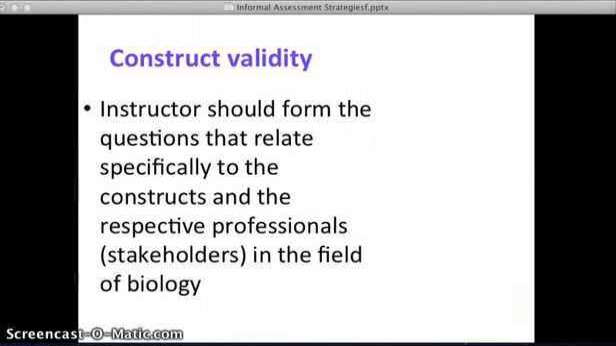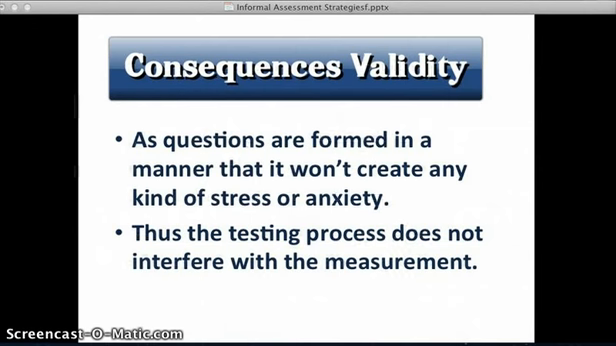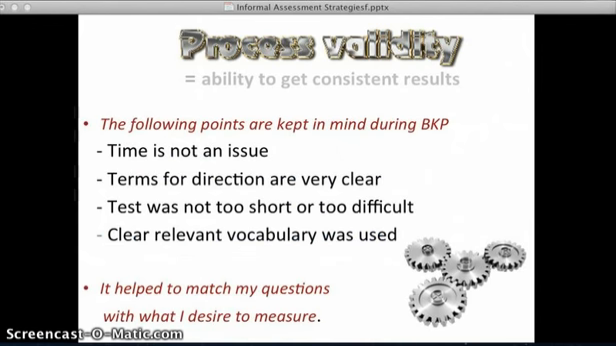Again, the questions relate specifically to the constructs. As the background knowledge probe is a kind of informal assessment, it won't take much time. Thus, it is beneficial on the ground of consequential validity. Coming to the process validity, one easy question was put in for confidence. And again, one challenging question was put in to ensure the curiosity of the learners. So these points are very, very important to be kept in mind while using the background knowledge probe.